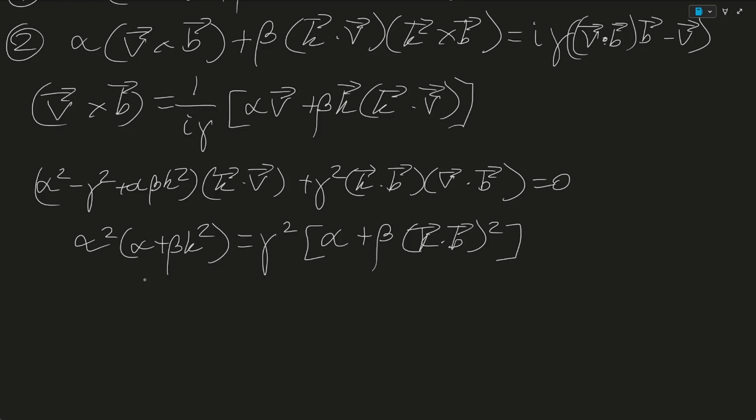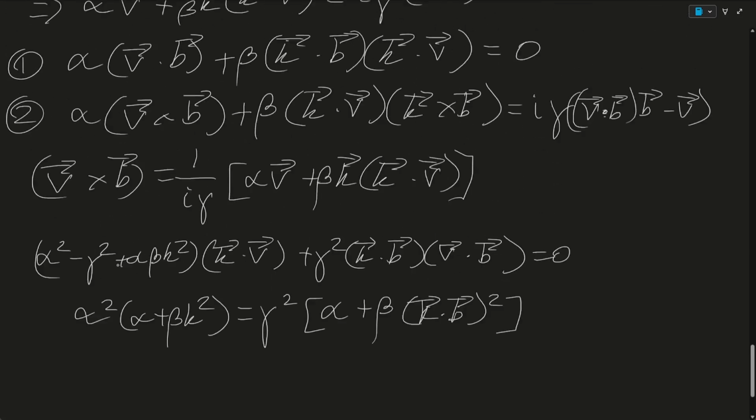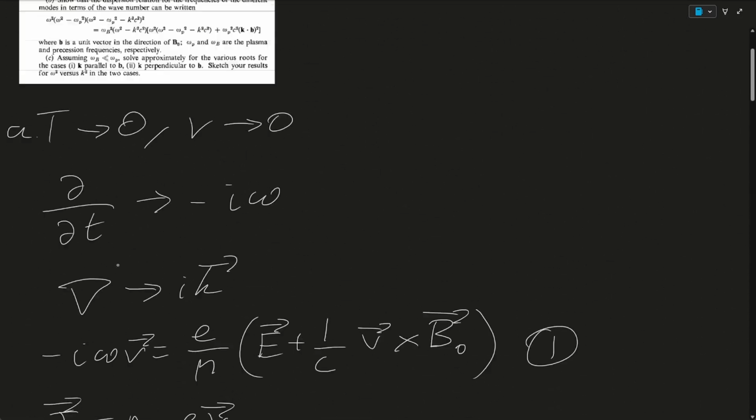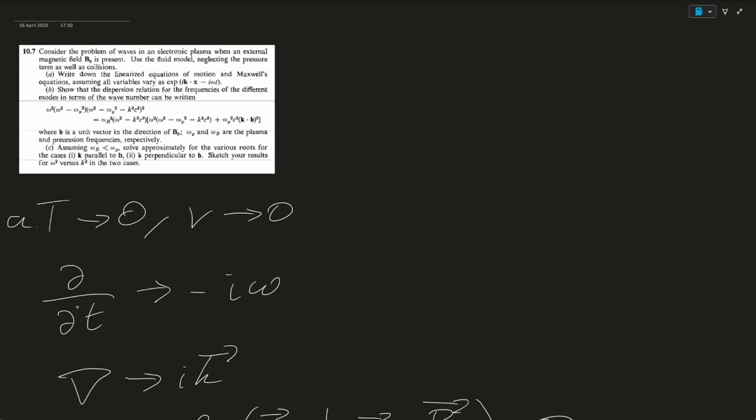That's certainly a lot of text and writing. There is one more part, however, which is part C. Part C says, assuming he loves just adding in these extra bits, and it has part I and double I, of course: assuming omega b is much less than omega p, solve approximately for the various roots of the cases. 1, where k is parallel to B. 2, where k is perpendicular to B. Sketch the results for omega squared versus k squared in the two cases.